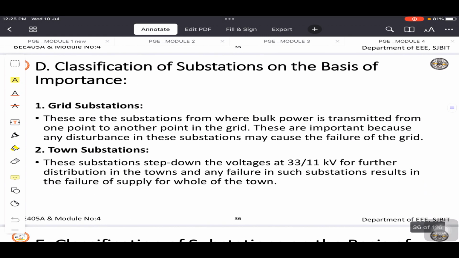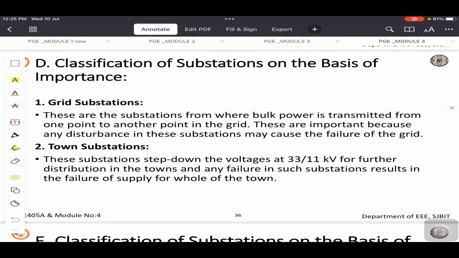Next, the fourth category, classification on the basis of importance. On the basis of importance, there are two types: grid substations and town substations. What do you mean by grid substations? It means where the bulk power is transmitted from one point to another point within the grid. So they are very, very important, because any disturbance caused within the grid system might cause the failure of the entire grid or the entire connection which is passing here. So a grid substation is one wherein bulk power is transmitted.